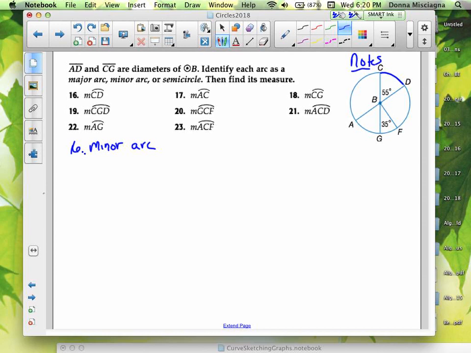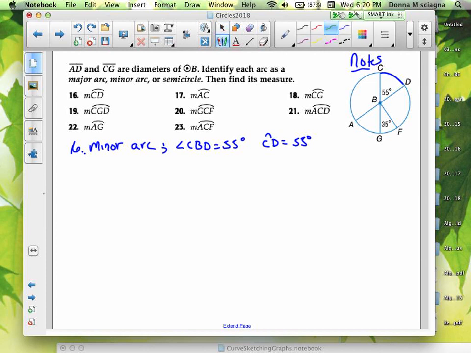We want to find the measure of that. Well, it's going to be the exact same measure as its central angle. The central angle is angle CBD, which equals 55 degrees. And so arc CD is going to be the exact same measure. That's the central angle for that arc, so arc CD is also 55 degrees. Those are congruent to one another.